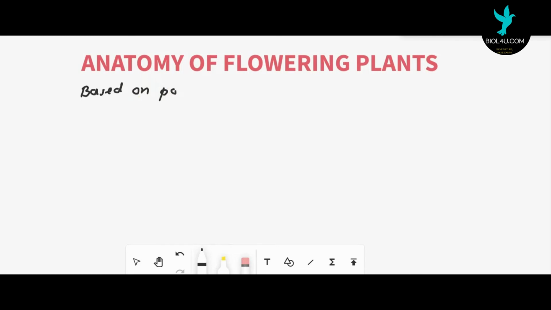That is the apical meristem based on position. One of the meristems is the apical meristem. You know, apical meristem means the meristem present at the apex of the plant. That means the shoot apex and root apex. That is the apical meristem. So these are the meristems present at the root and shoot apex of the plant.